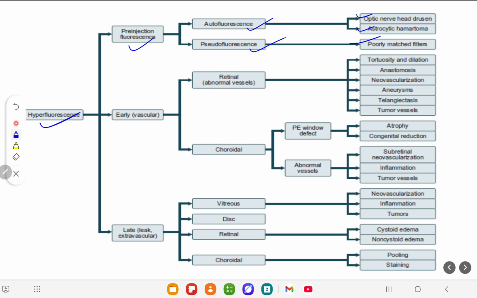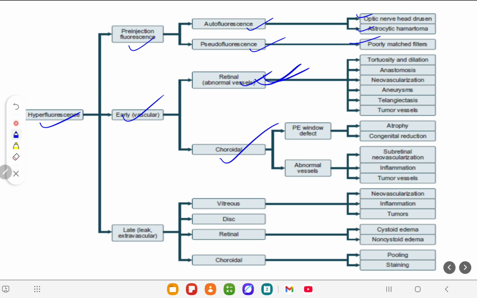You know the filter, we have talked about it: from white light only the blue light is passing, and from the retina it comes to the yellow filter. So if that filter is poor, then you will see pseudofluorescence. It's very important. Autofluorescence and early vascular problems. So hyperfluorescence is retinal abnormality and choroidal abnormality.